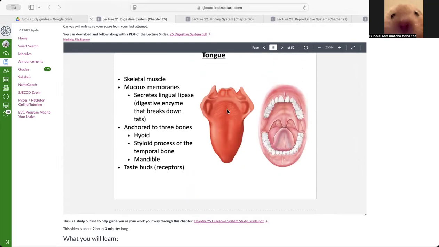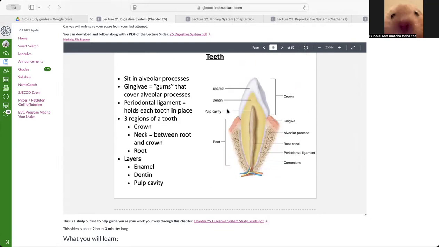So for the tongue, right? Okay, let's move on to the tongue. It's skeletal muscle covered with mucous membrane, which means it's voluntary. It also creates lingual lipase, which breaks down fats in your mouth. It's anchored to three bones: the hyoid, the styloid, and the mandible. And there are special nerve receptors for different chemicals and tastes.